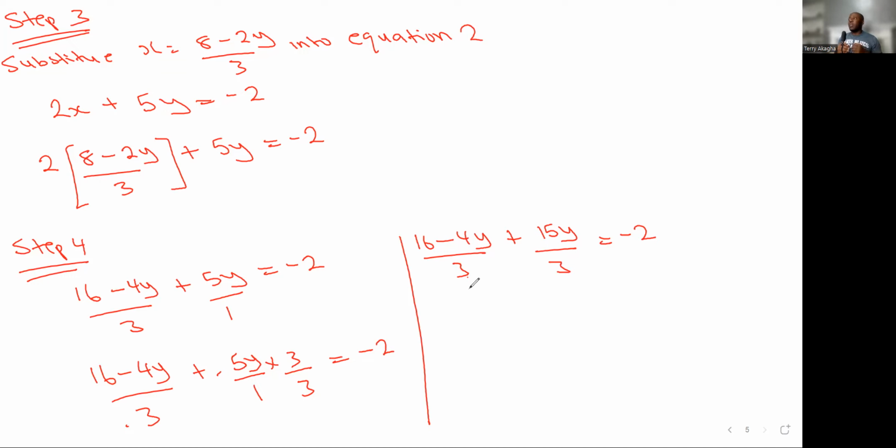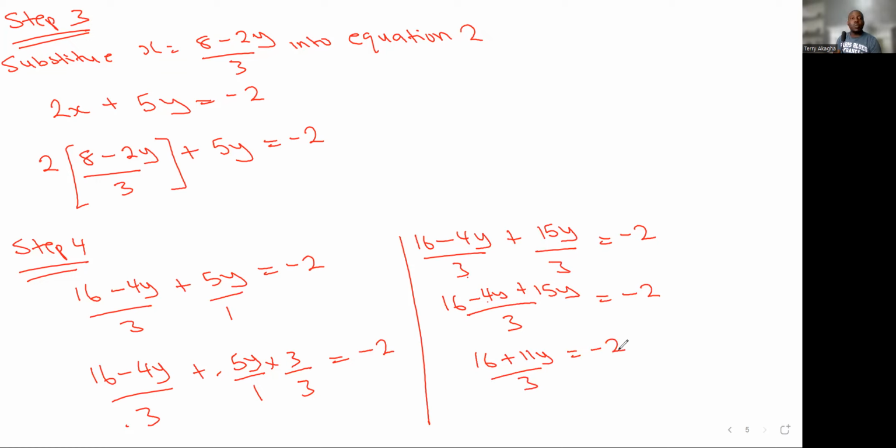Is that okay? So now we have the same denominator in both of them, so we'll take one of them out. It's going to become 16 minus 4y plus what? 15y is equal to minus 2. Minus 4y plus 15y will give us what? 11y, right? Over 3 is equal to minus 2.